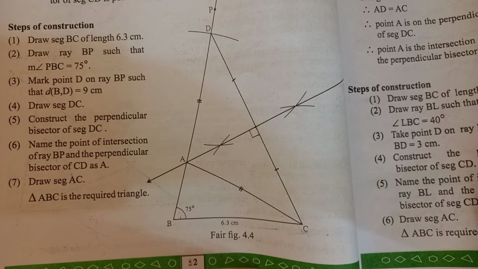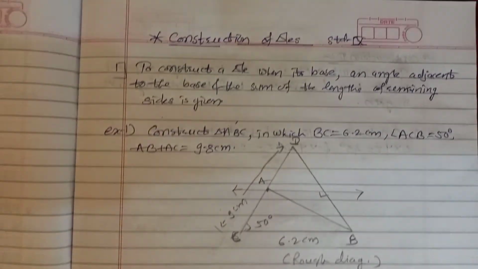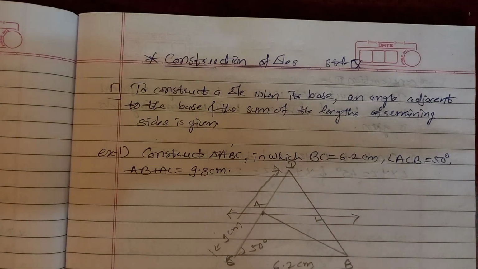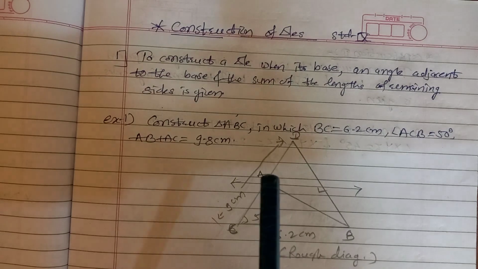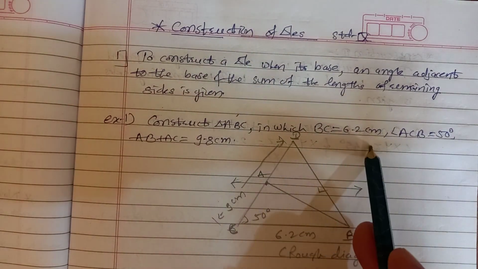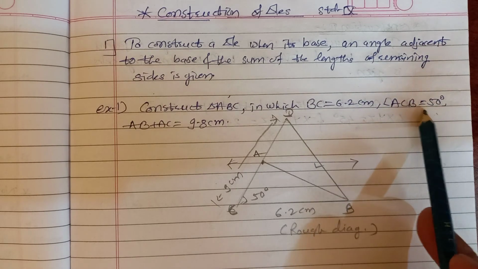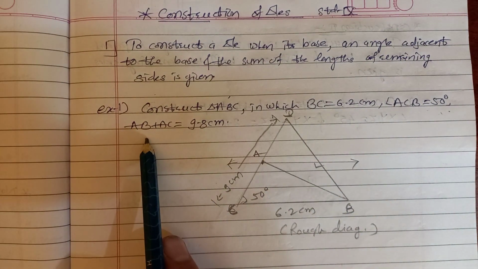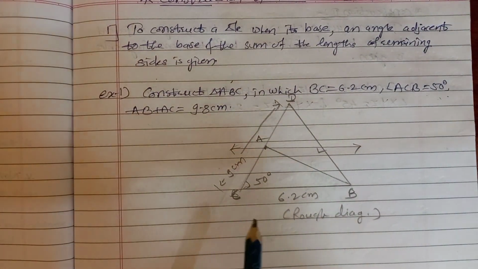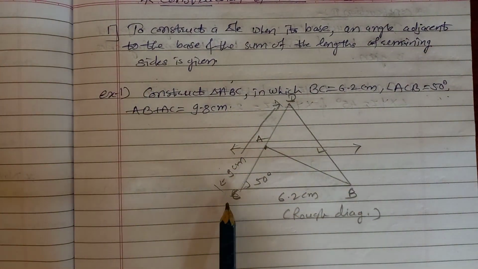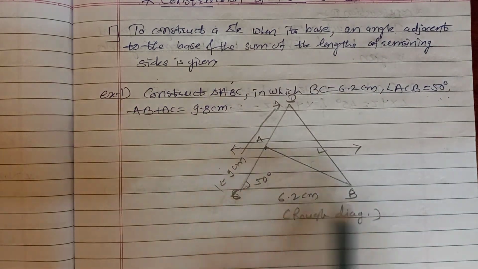So, for the actual construction, now we will see one example. In the example, triangle ABC is given, in which BC is 6.2, angle C is 50 degrees, and the sum of AB plus AC is given as 9.8. Here we have drawn one rough diagram. This is BC; here we take C, because angle C is given as 50 degrees.